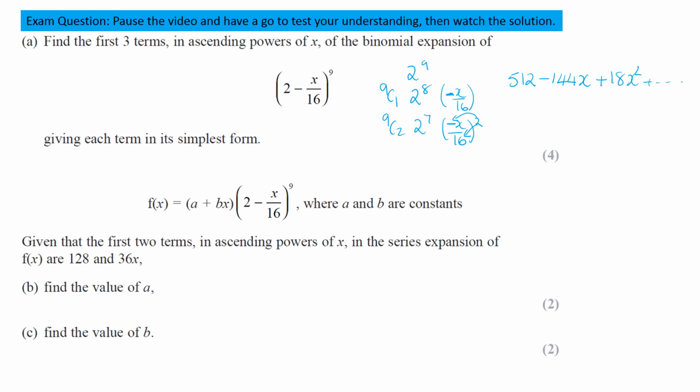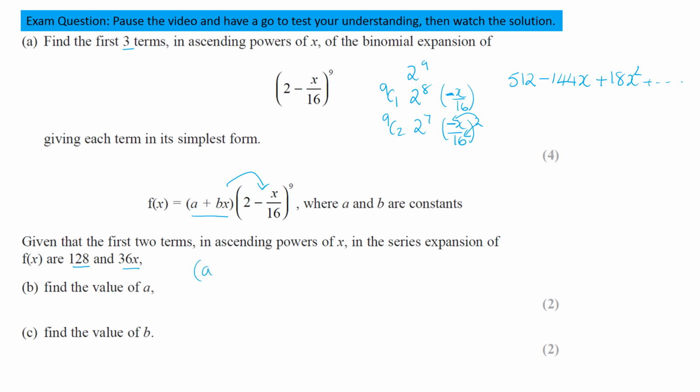So that is the first 3 terms. We're only asked for the first 3 terms. Then we are told that f of x is a plus bx multiplied by this thing that we've just started to expand. And you're being told that in ascending powers of x, the coefficients of the terms are 128 is our constant term, and then 36x is our single power of x.